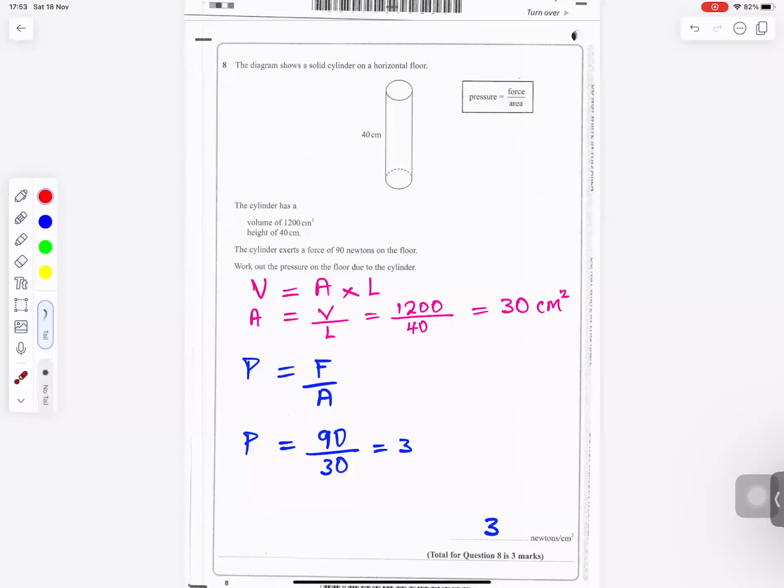So we need to find the area. How do we find the area? We remember volume is area times length. So I think of the word Valentine to help me remember that. So the area is volume divided by length. So 1,200 divided by 40 is 30. So we know the area is 30. So we put it in the formula. The force is 90. Area is 30. And you divide that, you get 3.